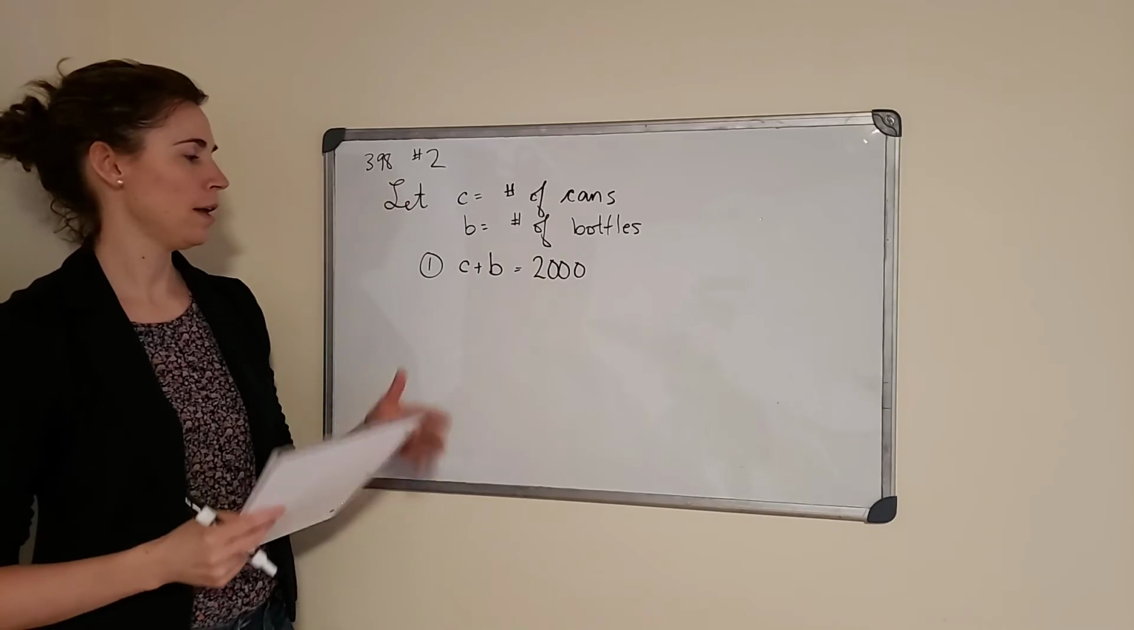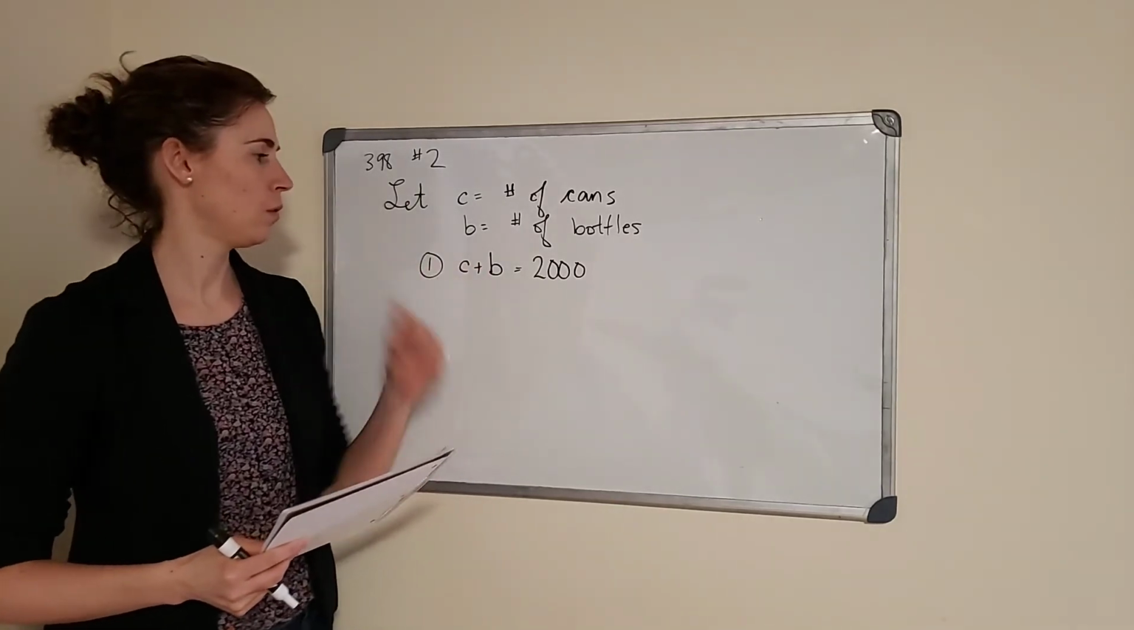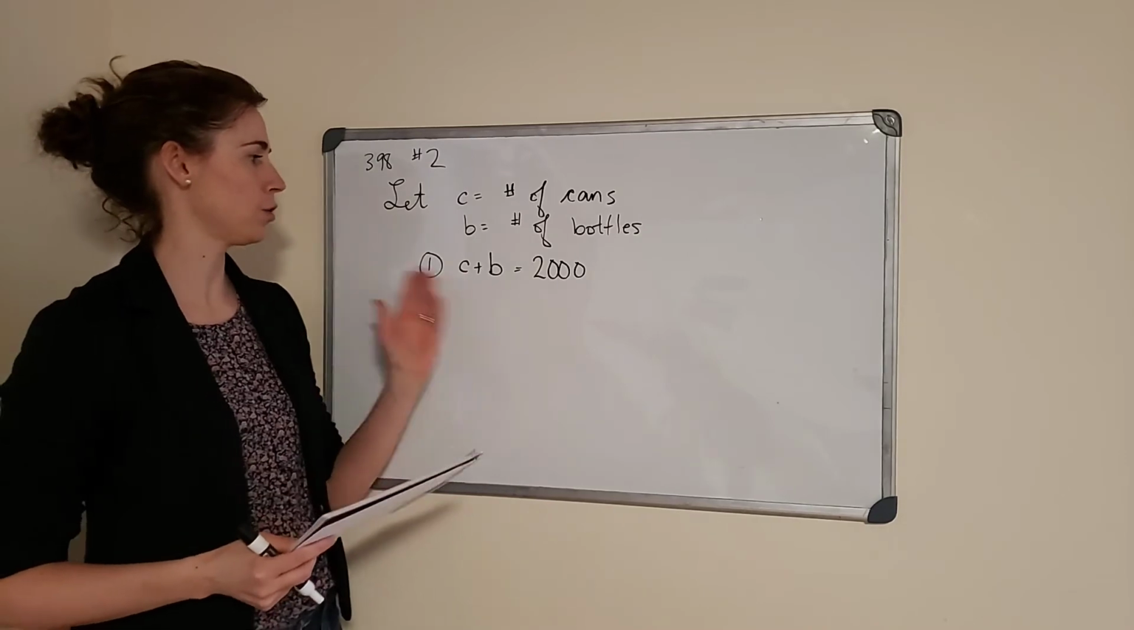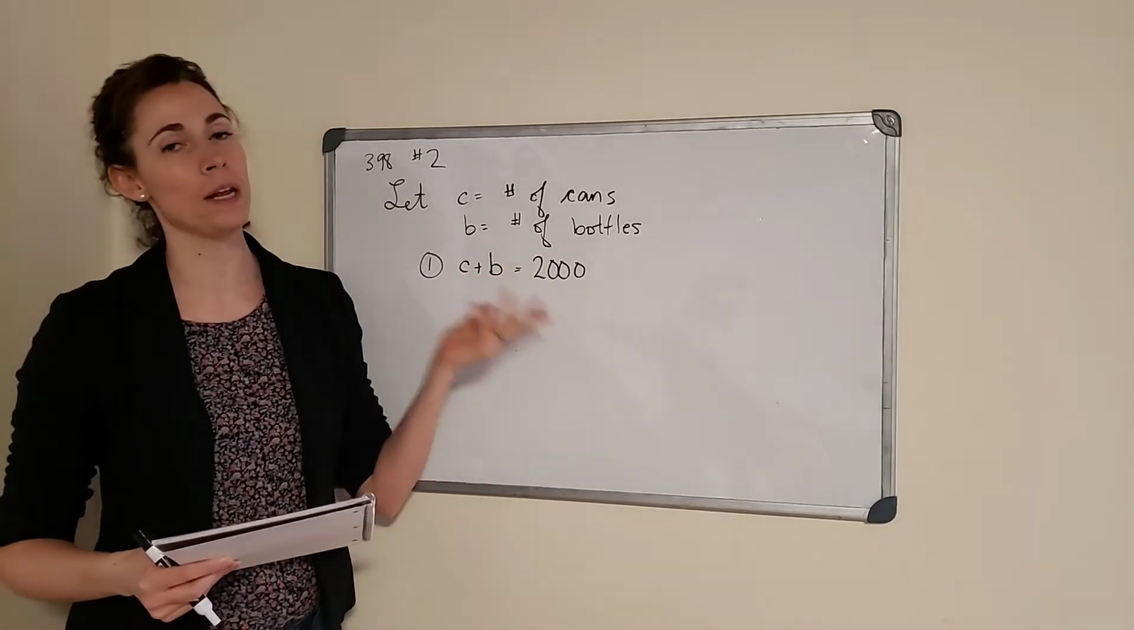So right now, again, there could be lots of options. It could be 1 can and 1,999 bottles. It could be 2 cans and, you get the picture. It could be 1,000 and 1,000. We don't know. We need more information.